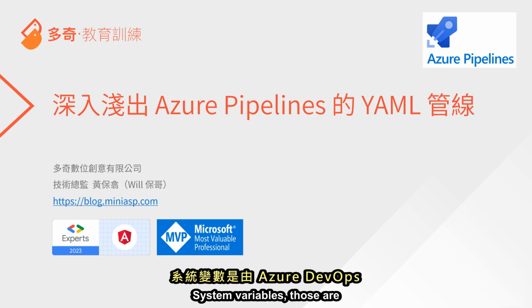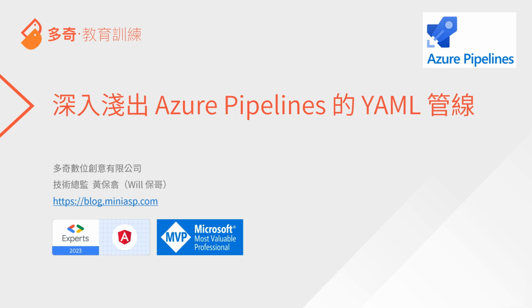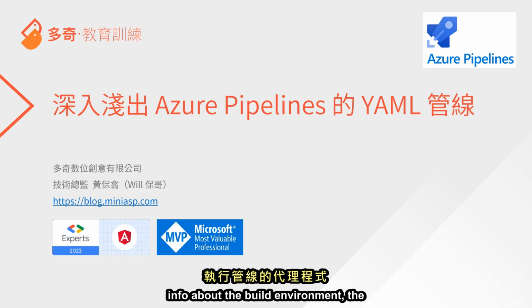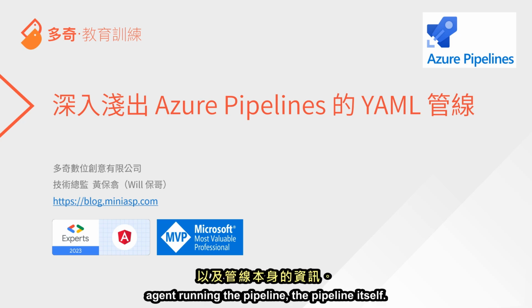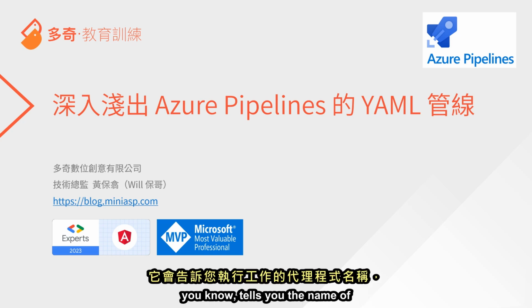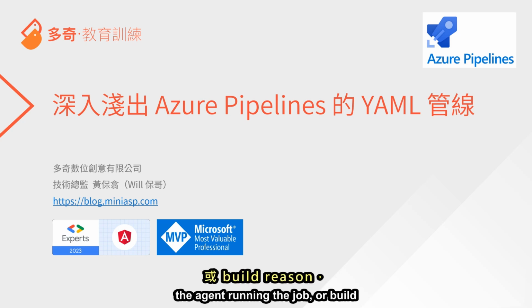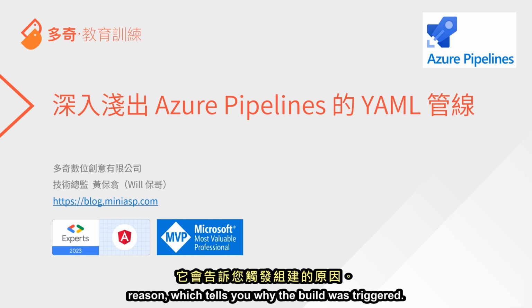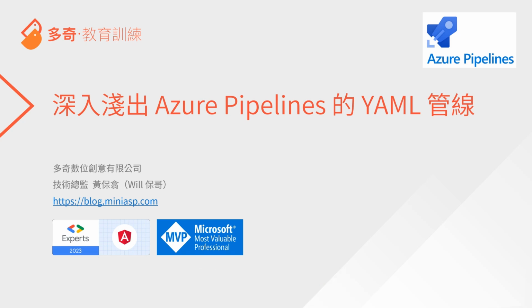System variables, those are predefined by Azure DevOps. They give you a ton of info about the build environment, the agent running the pipeline itself. You have things like agent.name, which tells you the name of the agent running the job, or build reason, which tells you why the build was triggered. Lots of good stuff in there.